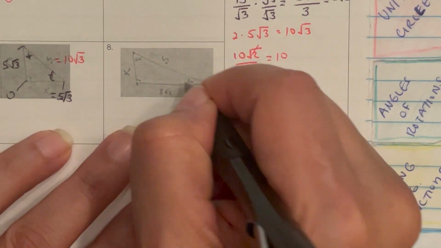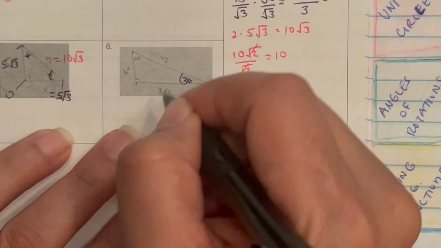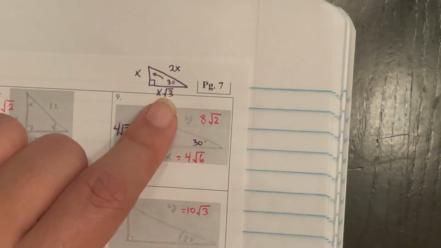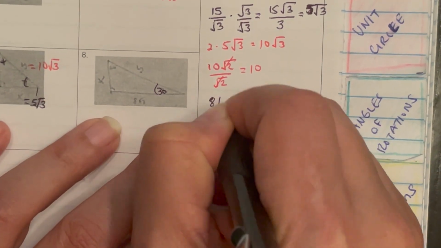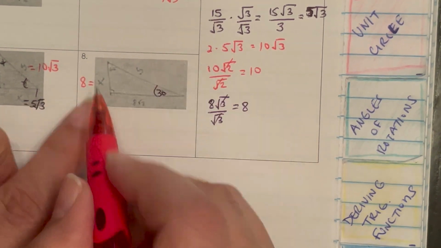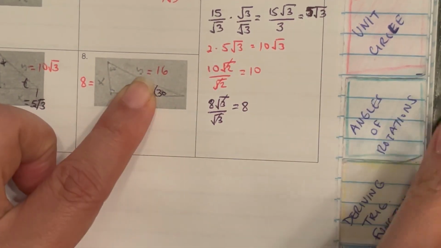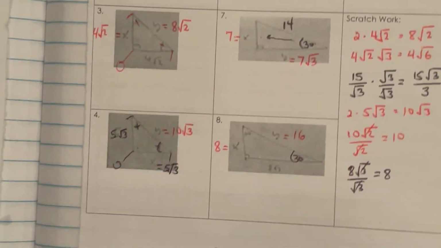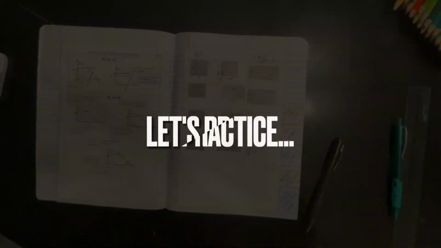All right, take a look at another 30-60. Find the 30, across is x. Hypotenuse is 2x, and the longer leg is x times radical 3. The longer leg, so to find the shorter leg, I have to divide that by radical 3. So that's going to give me 8, and then multiply by 2 to give me the hypotenuse, which is 16. And that's pretty much it. But practice makes perfect, guys, so let's go ahead and practice.